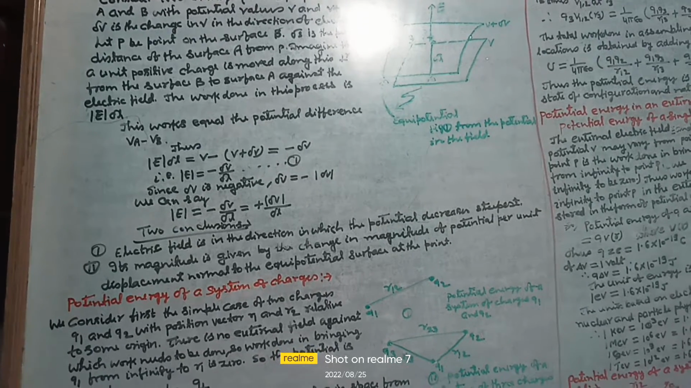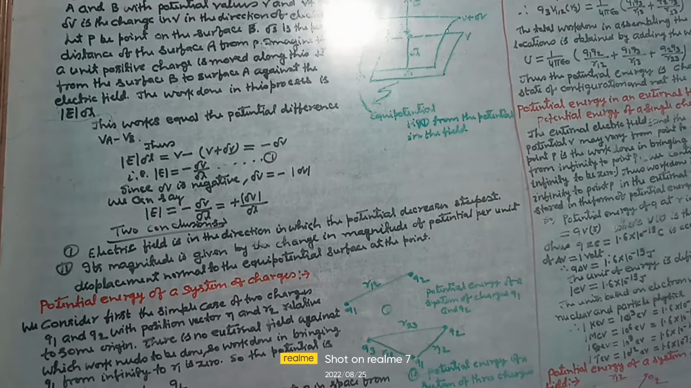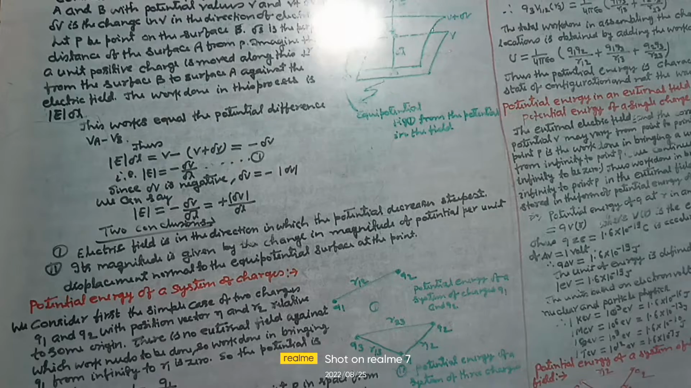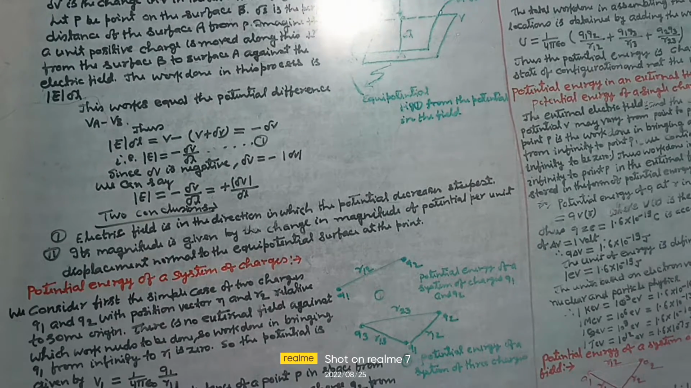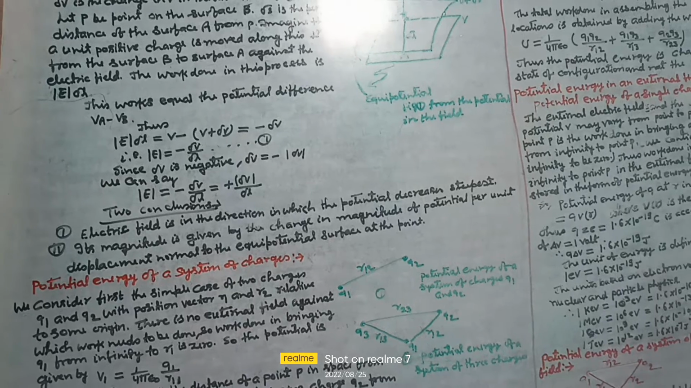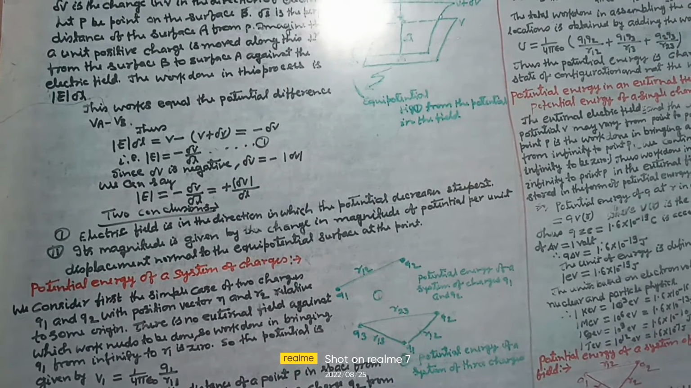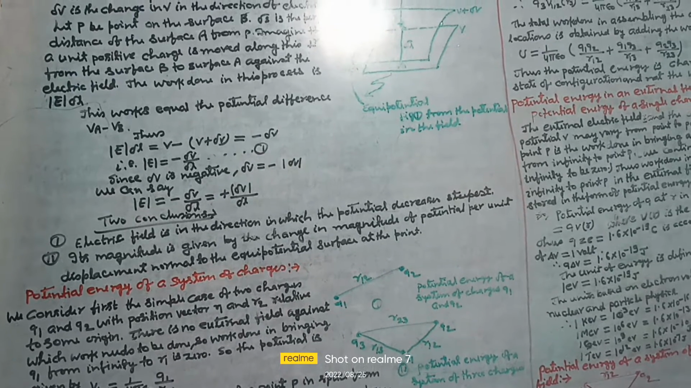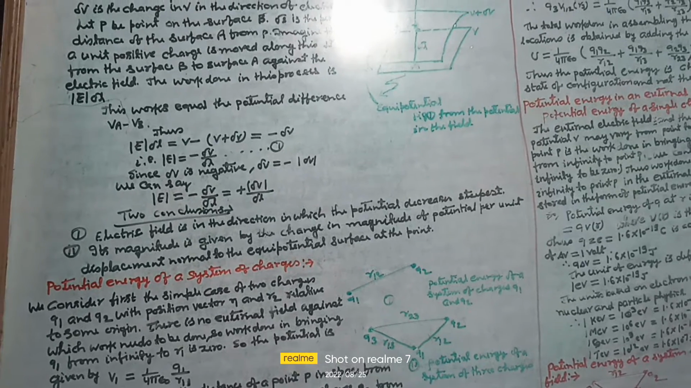Two conclusions. Electric field is in the direction in which the potential decreases steepest. Its magnitude is given by the change in magnitude of potential per unit displacement normal to the equipotential surface at the point. Potential energy of a system of charges.